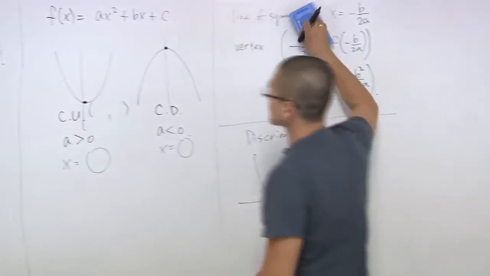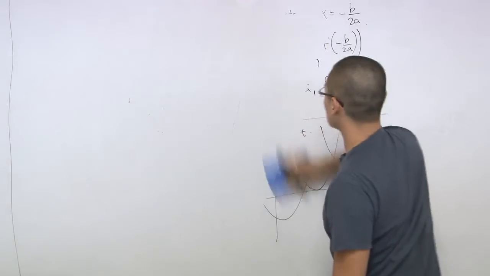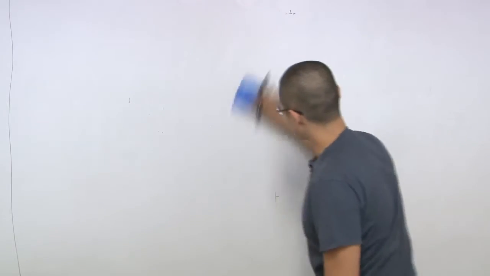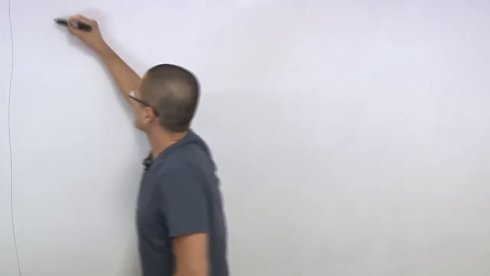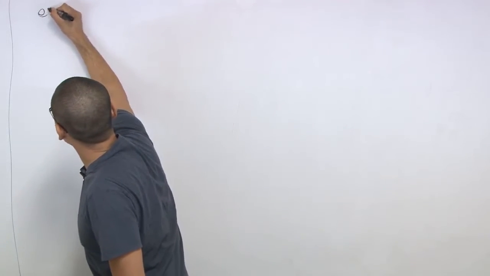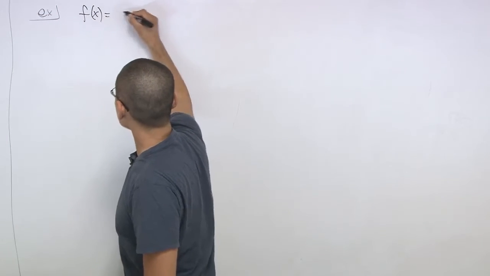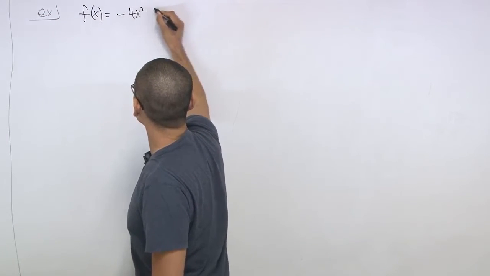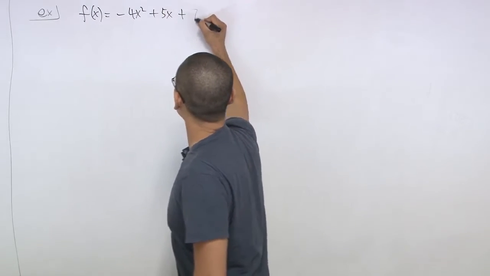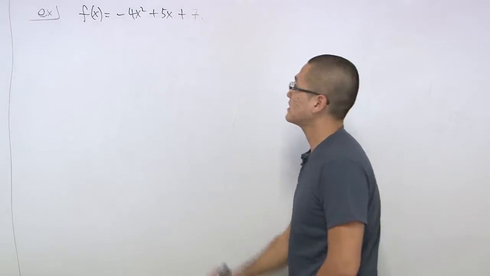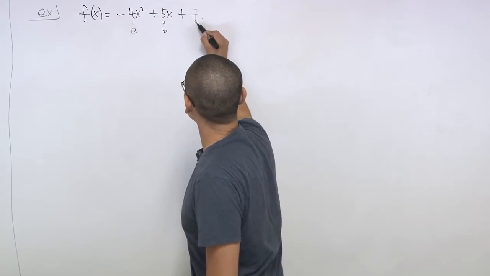All right, let's look at some examples here. Your book has a good example 1, but let me just come up with my own, and then we will deal with it. The example we have is f of x equals minus 4x squared plus 5x plus 7. Okay, let's say we have this, right? This is my A, B, and C.